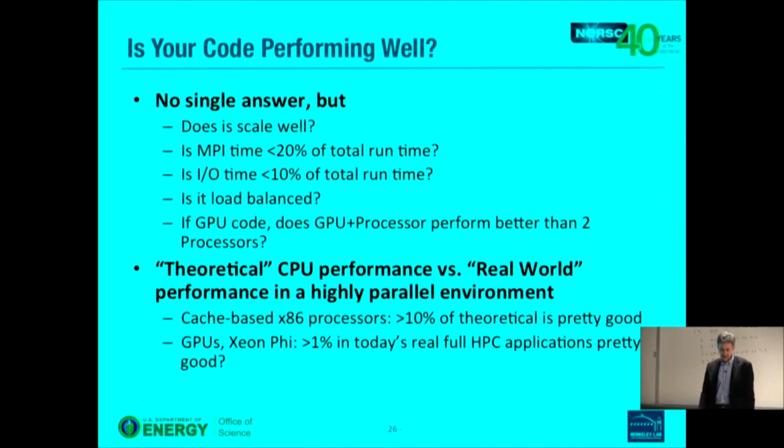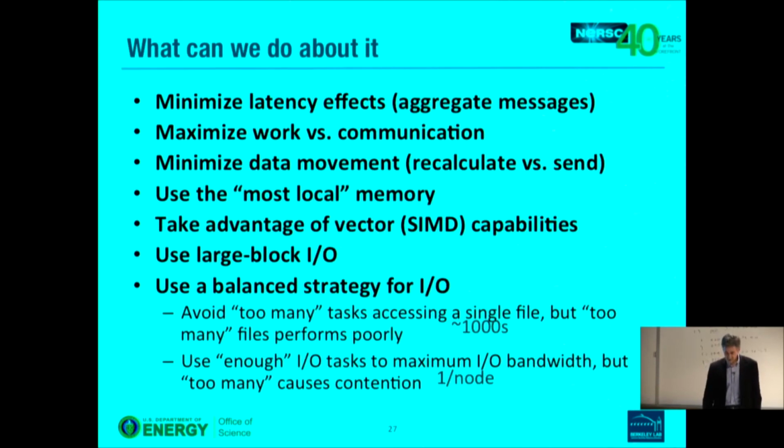So it's complicated. And then there's the theoretical performance and the real-world performance. In a really real-world application, highly parallel environment, if you're getting 10% of x86 peak performance, a lot of times that's pretty good, right? Especially if you're not just doing dense linear algebra over and over and over again. And what about on GPUs and Xeon Phis? Maybe 1%. Maybe it's more. Some applications do really well. Some do really poorly. But that's your challenge. That's what you all are going to be expected to figure out in the next few years, is how to do that. So what can we do about it?